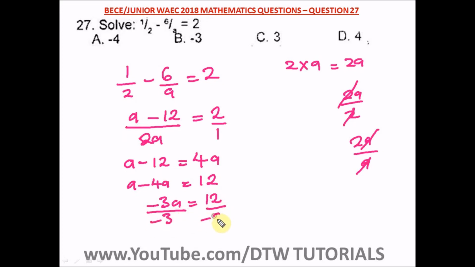Divide both sides by minus 3. Okay. Minus 3, we cancel out minus 3 here. We're left with a, and 12. How many times will 3 go in 12? It will go how many times? 4 times, okay? And remember your minus sign, okay? So we have a is equal to minus 4. So this is our answer, and our right option here is option A.